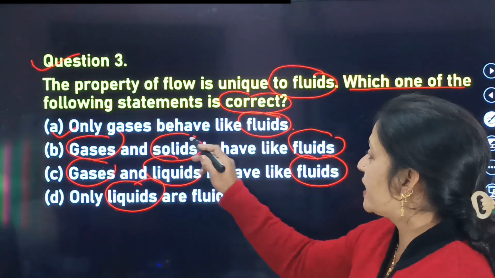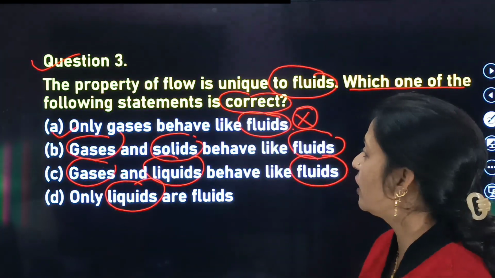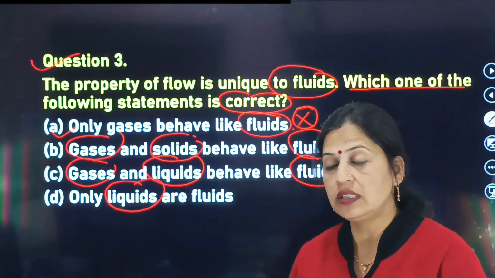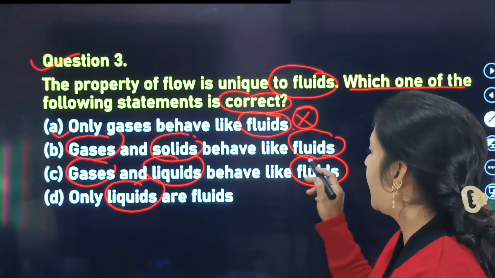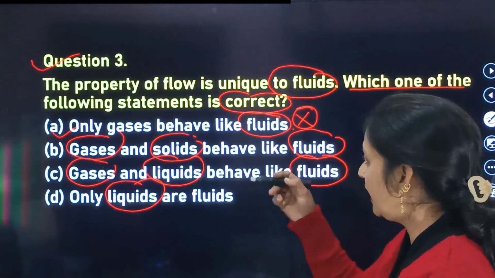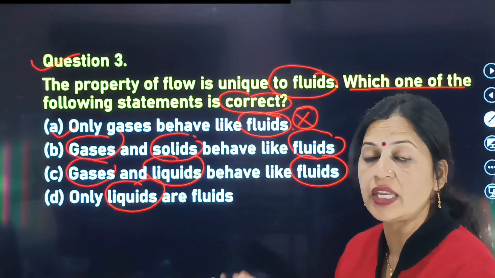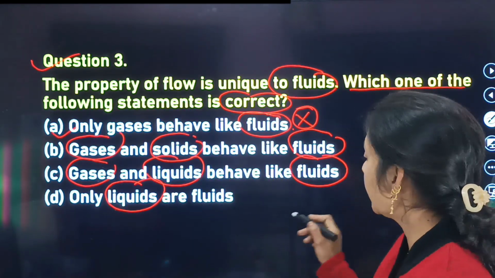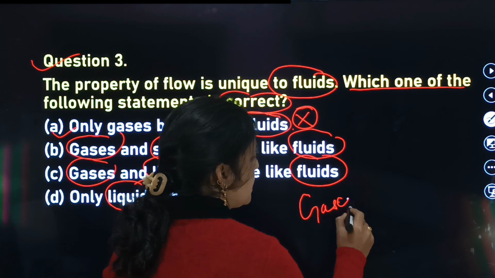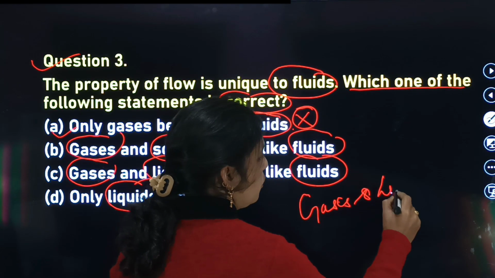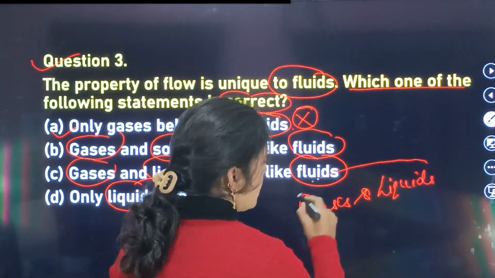तो इसमें ओनली गैसेस बिहेव लाइक फ्लूइड्स, ये करेक्ट स्टेटमेंट नहीं है क्योंकि गैसेस अकेली फ्लूइड्स की तरह बिहेव नहीं करती हैं. Gases and solids behave like fluids, ठीक है, गैसेस और सॉलिड्स फ्लूइड्स की तरह बिहेव नहीं करते, बट गैसेस एज वेल एज लिक्विड्स, गैसेस एंड लिक्विड्स.